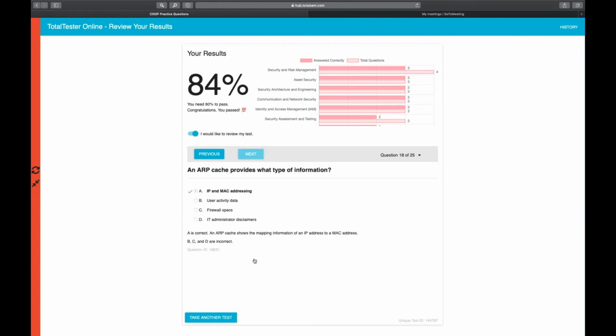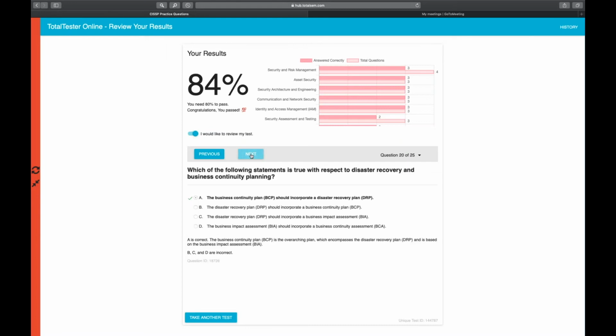An ARP cache shows the mapping information of an IP address to a MAC address. DNS is name to IP. Attenuation occurs when electrical signals lose strength as they travel across the wire. This is because the electrons encounter resistance as they travel. Now we got this one right. Business continuity plan is the overarching plan.